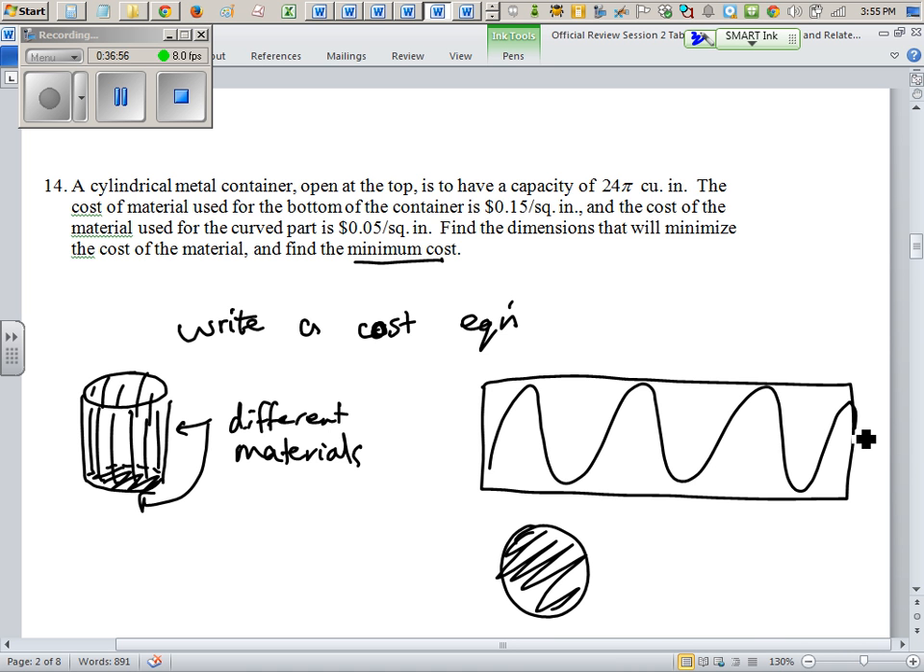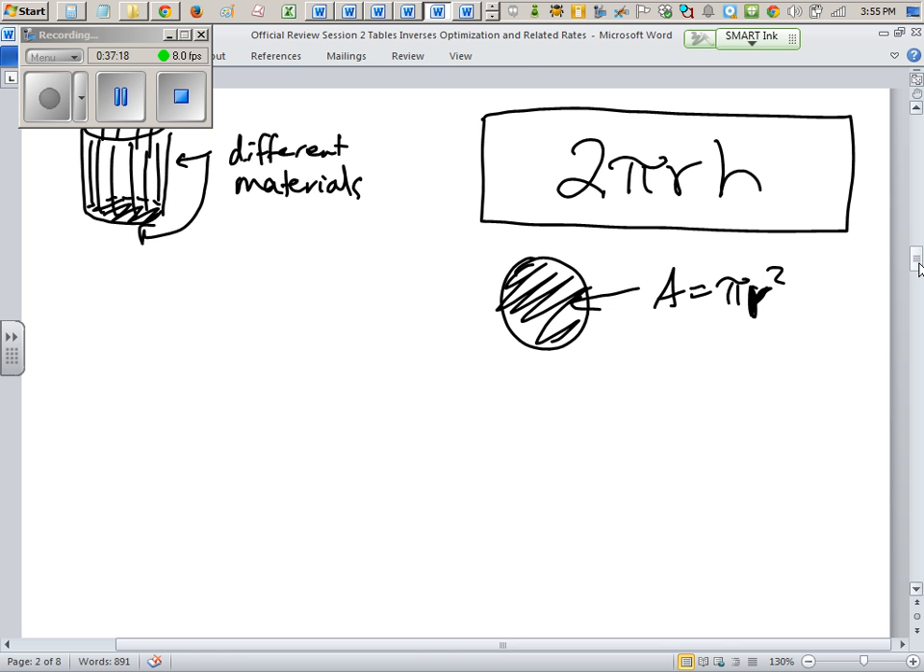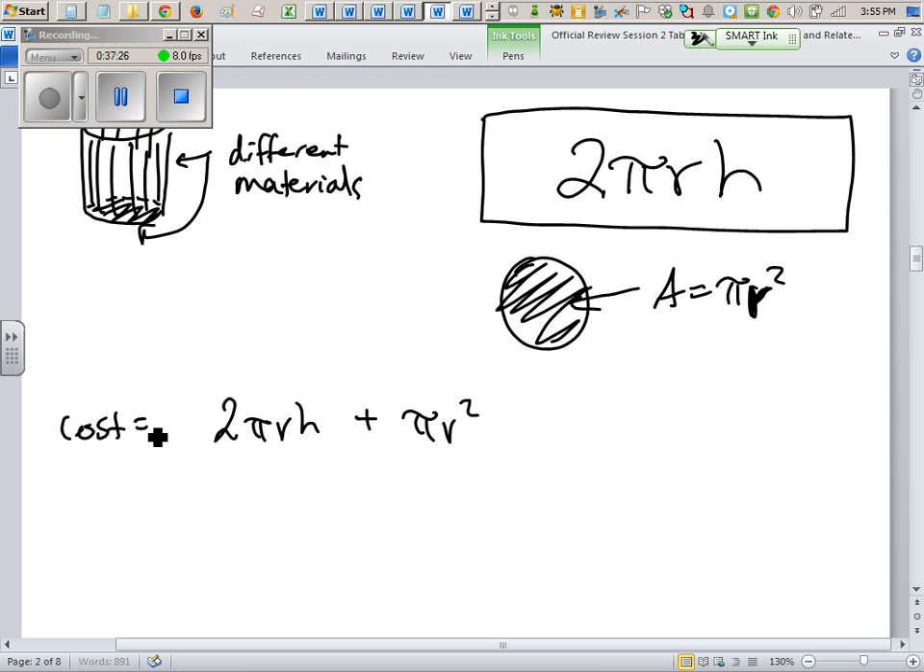We did shell methods with integrals not too long ago, so you know that the area of this is 2 pi r h. And of course, it's a circle, so the area is pi r squared. And since there's no top, we only need one circle. But we don't really want an area equation. So you don't want to write your equation like this, 2 pi r h plus pi r squared. You don't want to write that. We want a cost equation, don't we?